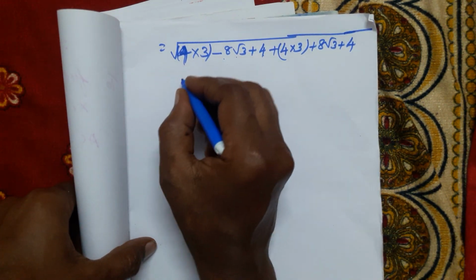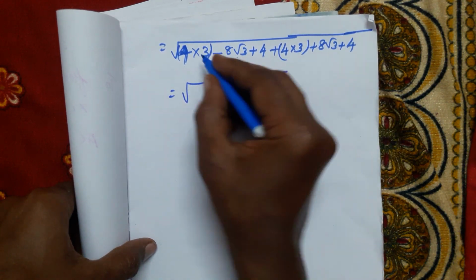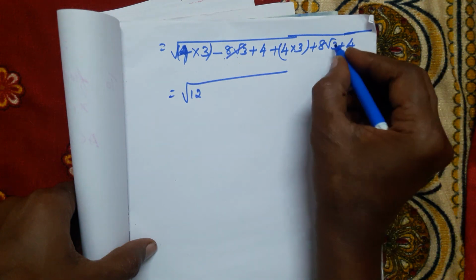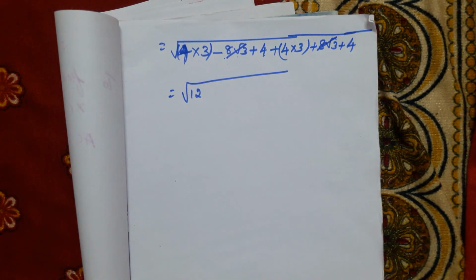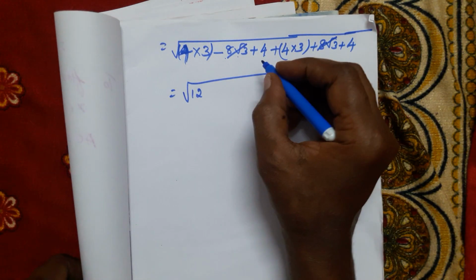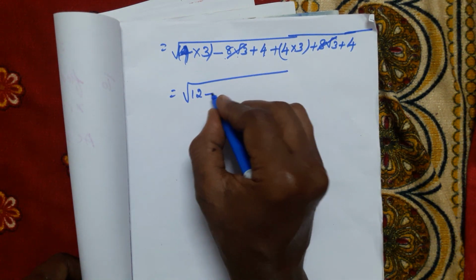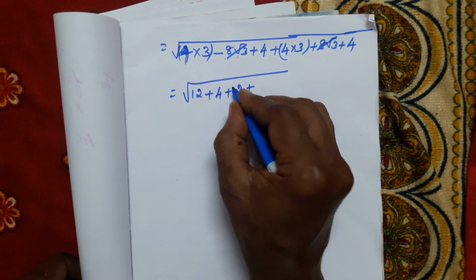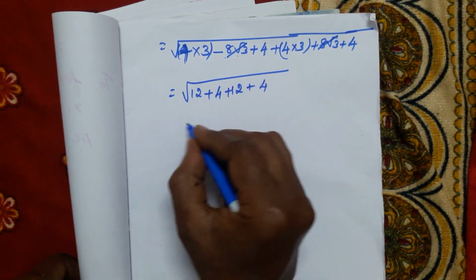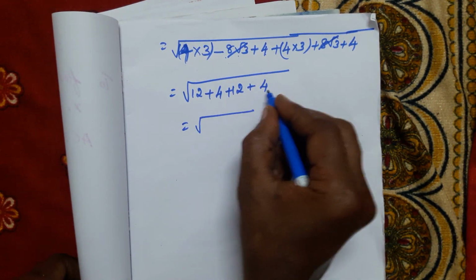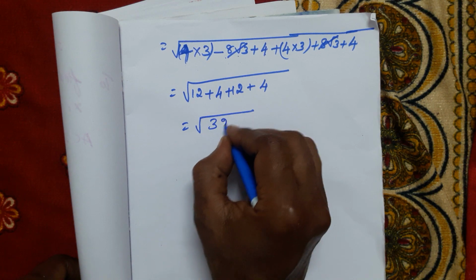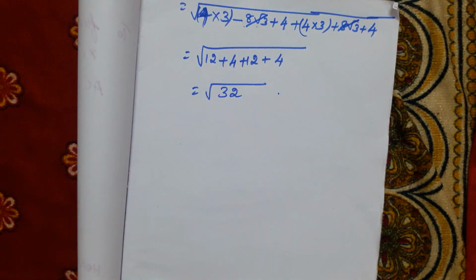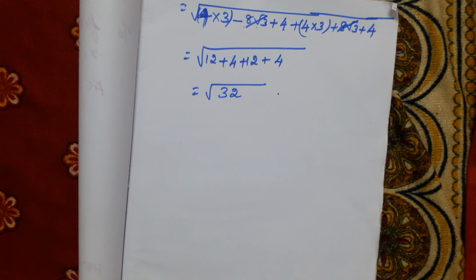Now listen here. It's equal to root of 4 3's are 12 minus 8 root 3 plus 8 root 3, which cancel. Next, plus 4. 4 3's are 12, plus 4. It's equal to root 16 plus root 16, root 32. So BC is equal to root 32.